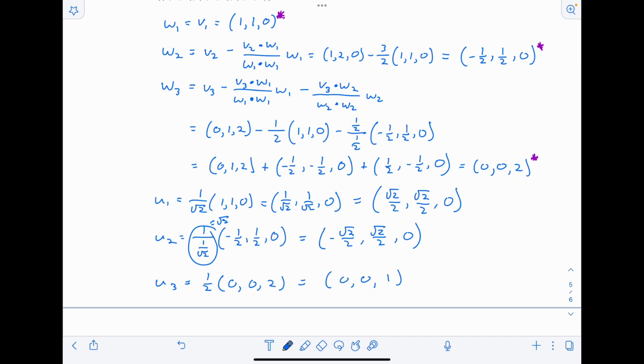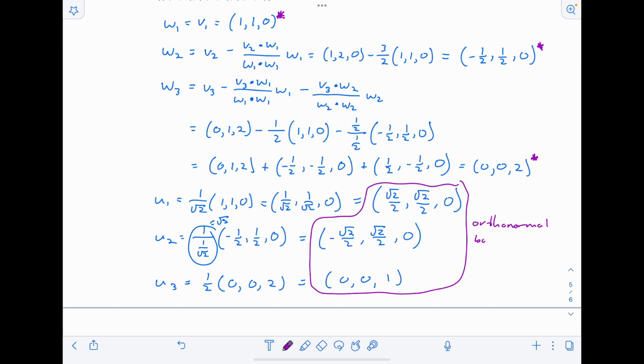So these three vectors right here, I'm not going to write this out formally, but these three vectors create the orthonormal basis for R3. Now again, this isn't the only orthonormal basis in R3. It just is one orthonormal basis in R3. And again, we could show that they are perpendicular. We could show that they are unit vectors, but the process creates that.